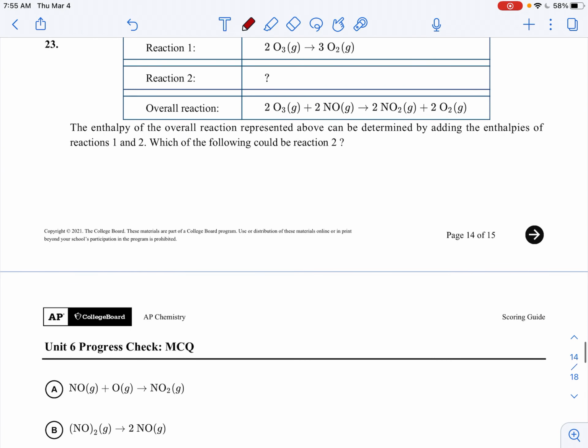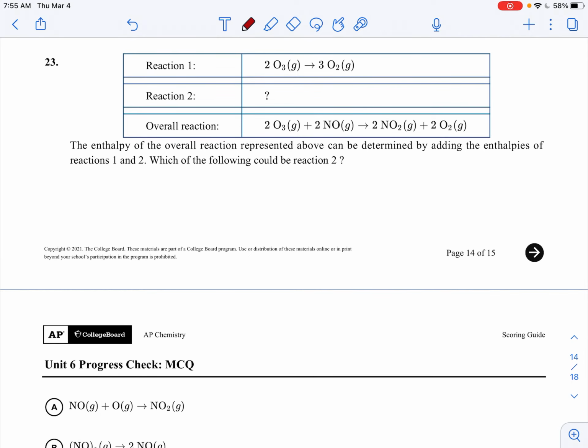And so we could take this reaction and multiply it by 3 to get what we need. Now, number 23, it says the enthalpy of the overall reaction represented above can be determined by adding the enthalpies of reactions 1 and 2. Which of the following could be reaction 2? So again, we have 2 O3s, so we are good with that. But we don't have 2 NOs as our reactant. We have 3 O2s, and we have 2 O2s, okay? But we don't have 2 O2s as our product.